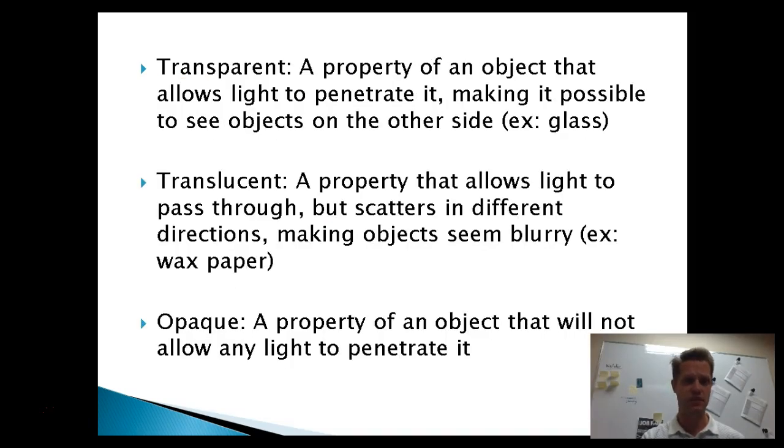So again, let's refer to that again. Transparent, a property of an object that allows light to penetrate it, making it possible to see objects on the other side. So that's the first thing that we have to know. We need to write that down. Translucent, a property that allows light to pass through but scatters some of that light and makes the image blurry. And opaque, a property that an object will not allow any light to penetrate it and you can't see through it. That's the end of today's lesson.